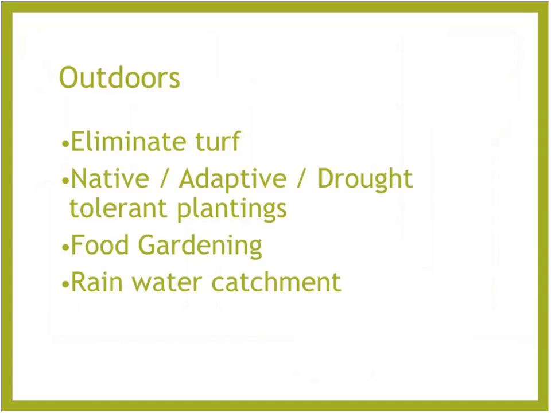So outdoors, eliminating turf is one way to do this, especially non-drought tolerant turf, and replacing it with native, adaptive, or drought tolerant plantings that just utilize less water. There are some other benefits to doing those kinds of things, and we'll cover that in our next module on place. And then food gardening, which can be water intensive, but you're using that water for food. So you have to eat.